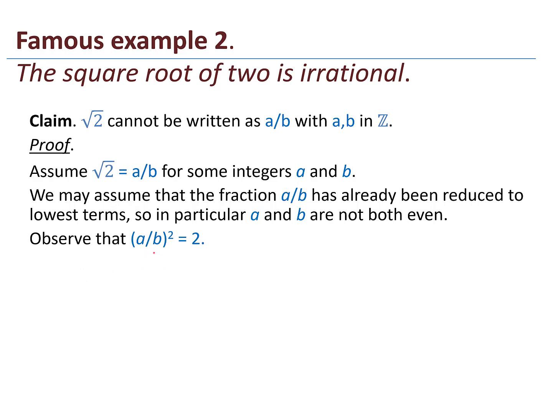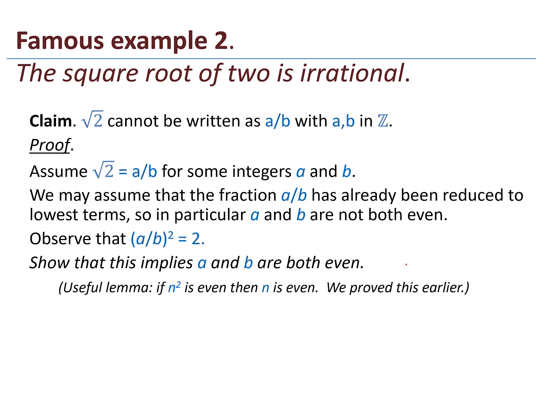Observe that if I square both sides, a over b squared equals 2. And now I want to show that this implies a and b are both even. So there is a useful lemma that if n squared is even, then n is even. We proved this earlier. Oh, and by the way, lemma, that's a great word. A lemma is just a result that is maybe a small result, maybe not so interesting on its own, but it is used to help prove a much larger result.